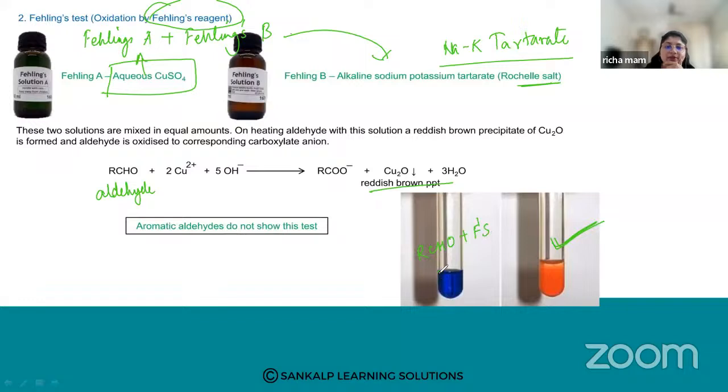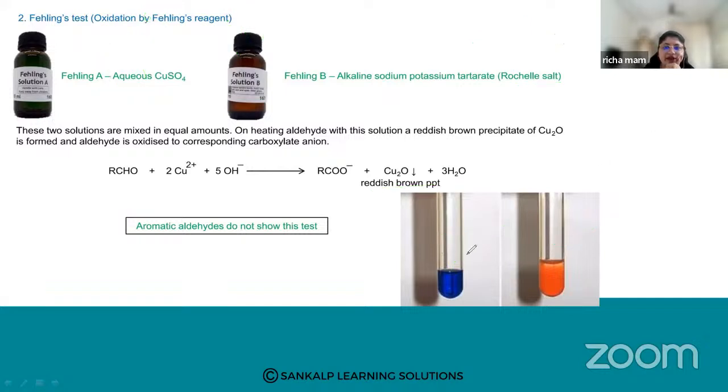The Fehling's solution itself is blue in color. To this, when you add an aldehyde, it becomes a reddish brown precipitate like this. So Fehling's solution is blue in color, and when you add aldehyde to this, you get a reddish brown precipitate. Fine, so this is your Fehling's test.